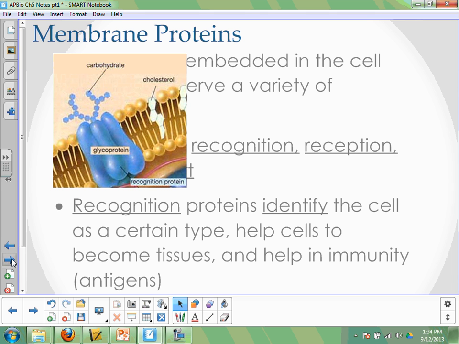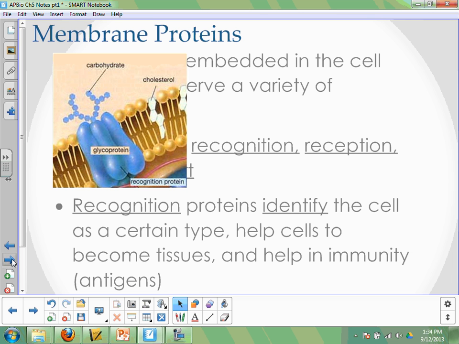A recognition protein is all about recognizing something or identifying something. This might identify what type of cell something is, or it might help a cell be recognized as belonging inside your body or not belonging inside your body. So that might help with the immune system. And they also seem to be involved in helping cells when they differentiate as your body's developing, to help something like a stem cell become a certain type of tissue in your body.